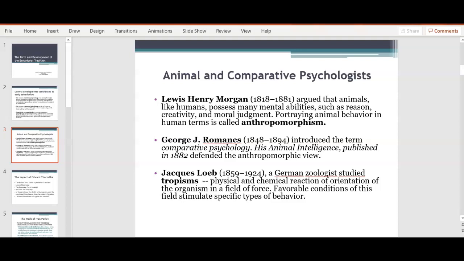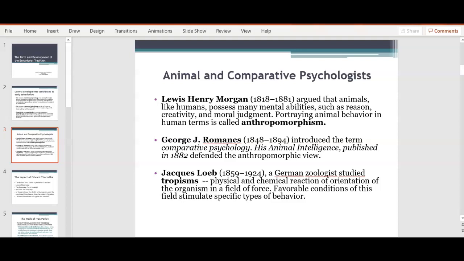So Morgan was a psychologist, he would be considered today more of an anthropologist, I believe, but he was still in the realm of psychology. He argued that animals, like humans, possess many mental abilities such as reason, creativity, and moral judgment. So he portrayed human behavior in human terms, resulting in similar animal behavior as anthropomorphism.